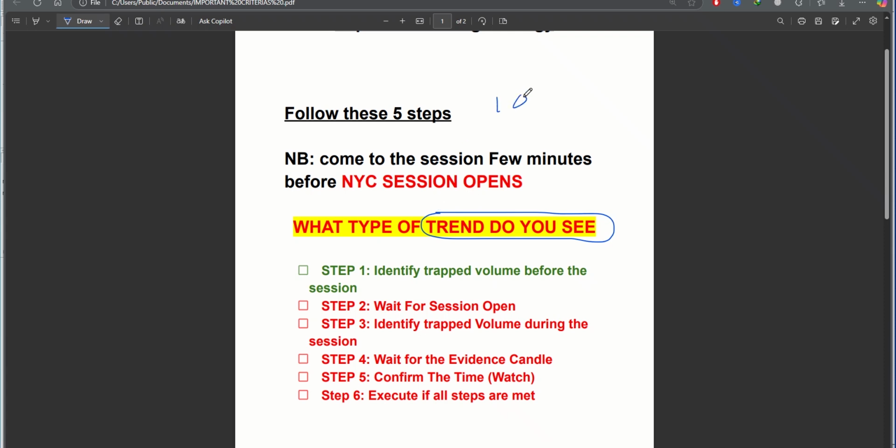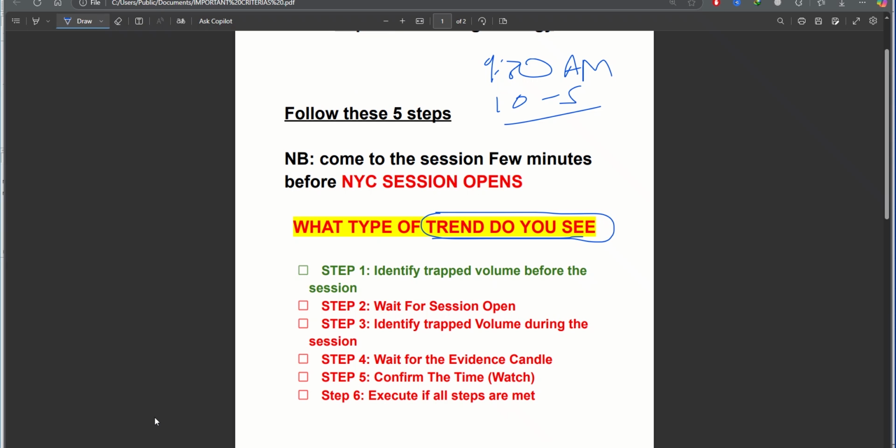We come 10 to 5 minutes before the session starts, and the session starts at 9:30 a.m. New York time. Okay, if you're in South Africa, it's 4:30 p.m. Okay, I believe you already know that. So you are coming roughly 10 to 5 minutes before the session opens, and when you come to your chart, this is the first question you ask yourself. Okay, what type of trend do you see?